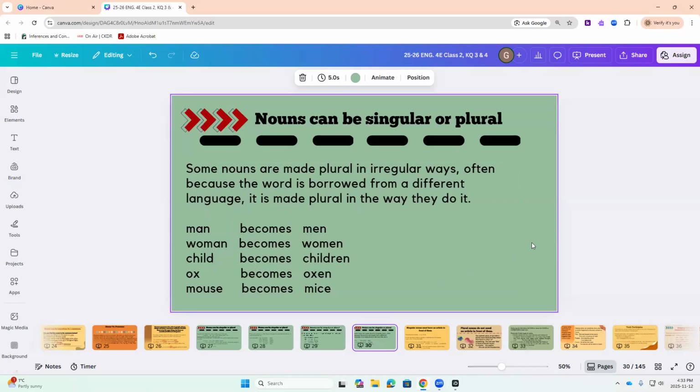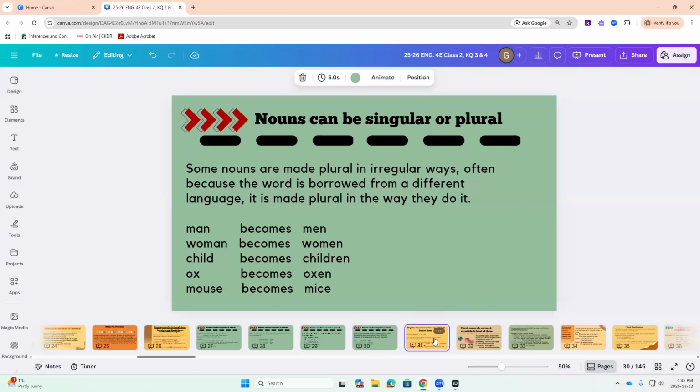Now, there are also some nouns that are made plural in an irregular way. And again, it's usually because we've borrowed the word from another language. English is huge for borrowing words from other languages. It's kind of why English can be a very confusing language to learn. So man in plural becomes men. Woman becomes women. Child becomes children. Ox becomes oxen. Mouse becomes mice. There are probably a few more, but there's not a whole lot. Just be aware of them.